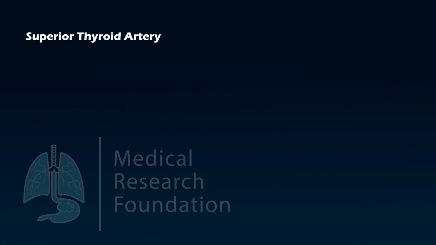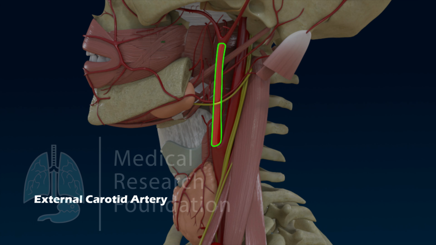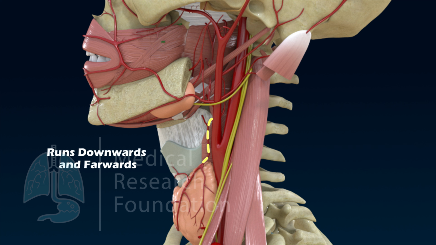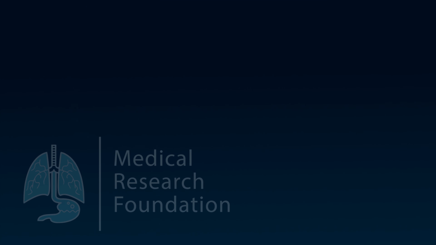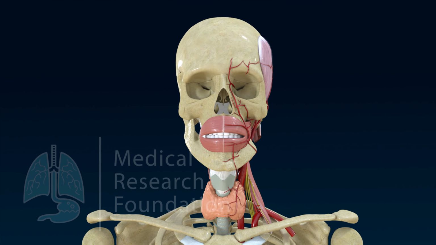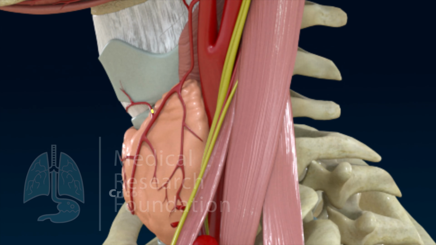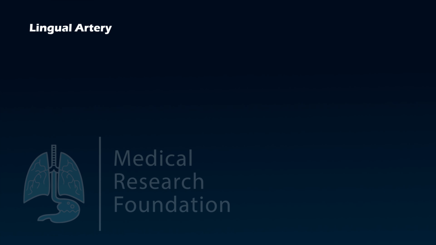Superior Thyroid Artery. It arises from the front of the external carotid artery, just below the tip of the greater cornu of the hyoid bone. It runs downwards and forwards to reach the upper pole of the thyroid gland, which it supplies. Branches: Superior Laryngeal Artery, Cricothyroid branch, glandular branches to the thyroid gland.